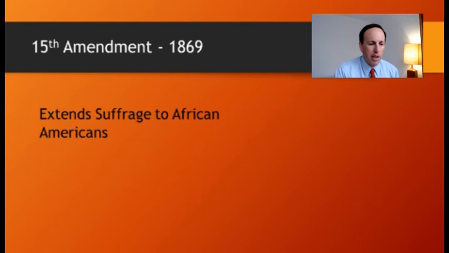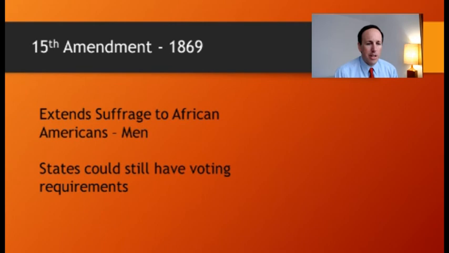By the way, African American women still don't have the right to vote, okay? Not till the 19th Amendment. States can still have voting requirements, and we'll talk about that. That is going to be a way to keep African Americans from voting. All right?